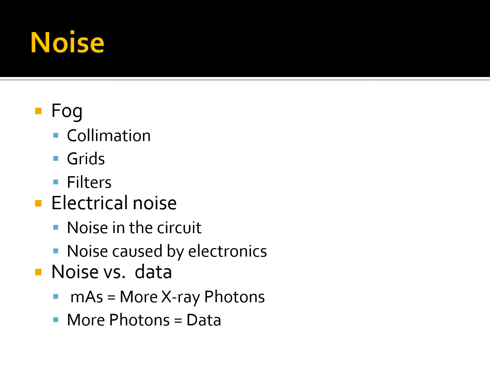MAS is a calculation of how many X-ray photons are used to produce a given image. Doubling the MAS doubles the radiation dose used to produce an image. Digital radiographs often display a grainy appearance called quantum mottle, which is a form of digital noise.